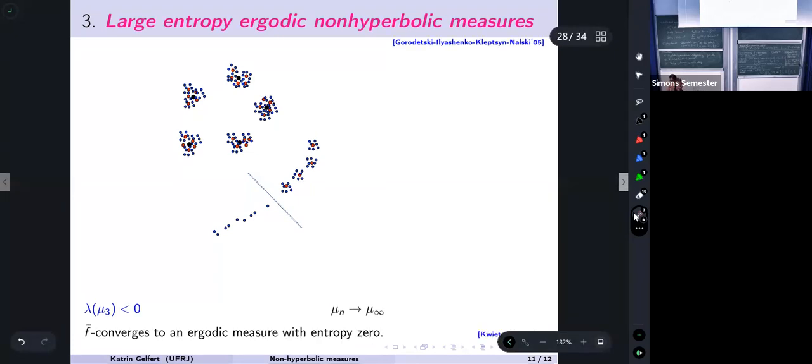In fact, they show that this F bar limit converges to an ergodic measure, and hence always has zero entropy. So if you follow this construction, you don't get positive entropy. However, if you modify this construction, you can do more or less the same trick and construct measures which are ergodic, non-hyperbolic, and of positive entropy. So what do you do in rough terms? You replace the periodic orbits by horseshoes and do a similar construction. Sounds really easy, but it's a bit more work.